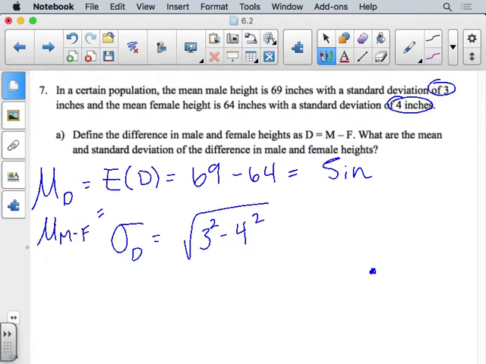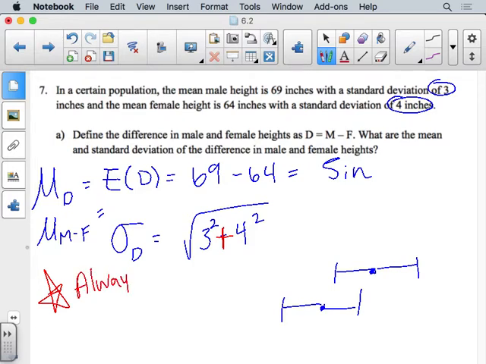It is, here's our average, here's our spread. Here's the female's average, here's their spread. So when I combine the male and female together, the spreads don't magically get smaller. The spreads always get bigger from each other. So actually on here, we're always adding the standard deviations together.